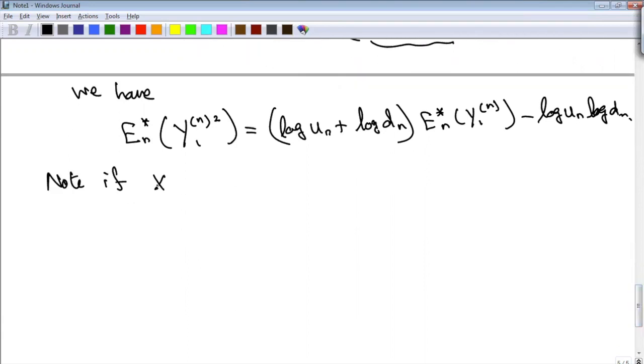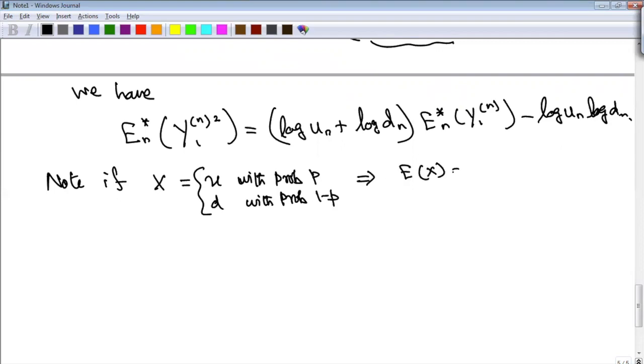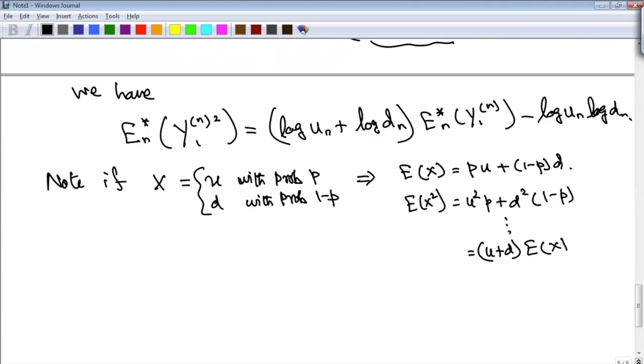Note, if you have X as some random variable which takes value u with probability p and d with probability 1 minus p, then your expectation of X is obviously given by p into u plus 1 minus p into d, right? And how is E of X square given? E of X square is given as u square p plus d square into 1 minus p. You can simplify or rewrite this expression to get u plus d into E of X minus ud. Okay, so you can write this.